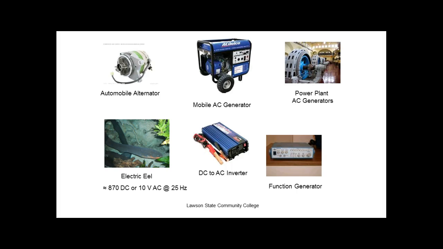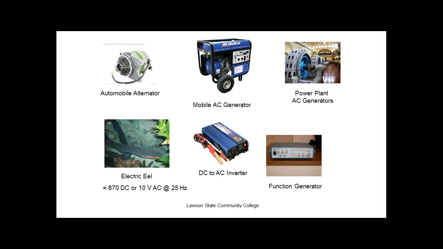Power plants. Alabama Power uses AC generators, right? Bioelectric. Electric eels produce... they kill with DC. They can produce about 870 volts DC, and then they stun with AC. So if they're going to stun something, they get them with AC, and then electric eels are neat.